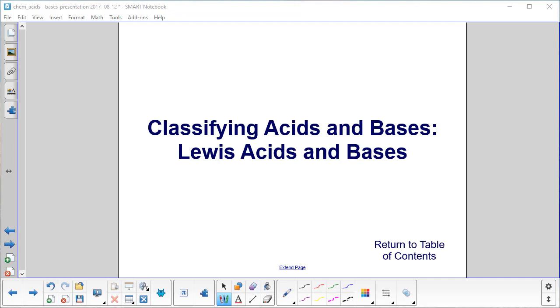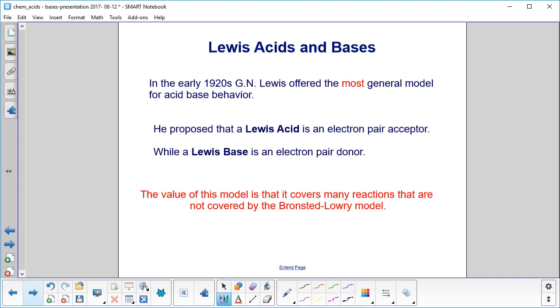Classifying acids and bases, Lewis acids and bases. We're going to change it up again. In the early 1920s, G.N. Lewis offered the most general model for acid-base behavior. He proposed that a Lewis acid is an electron pair acceptor, while a Lewis base is an electron pair donor.